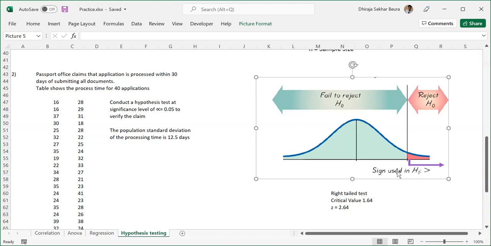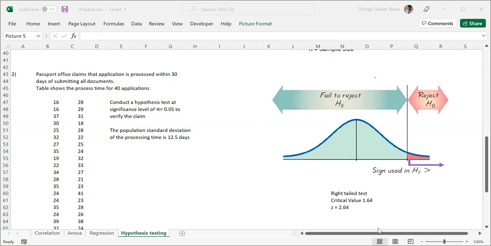Did you understand my question, please? It will be right side, Dheeraj. It will be red side. So Z value is absolutely in the red side. That means we are rejecting the null hypothesis. You agree?